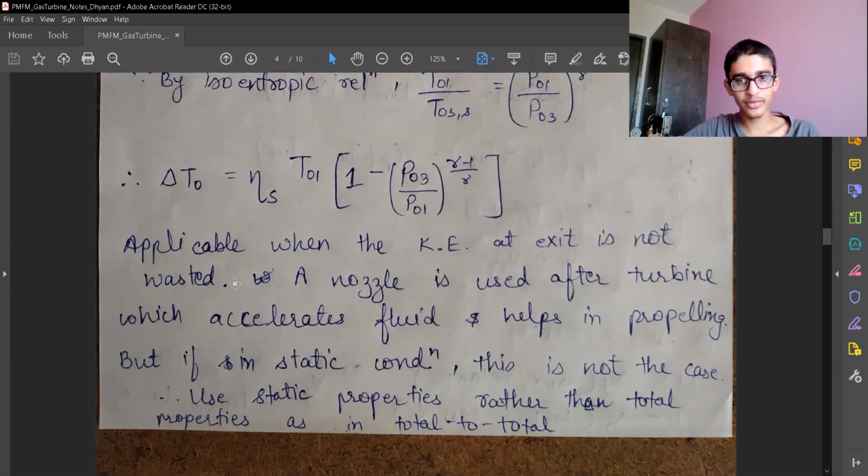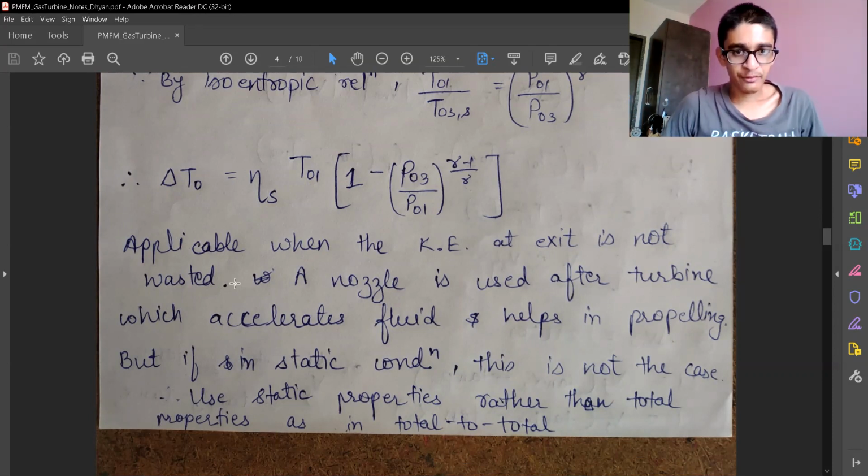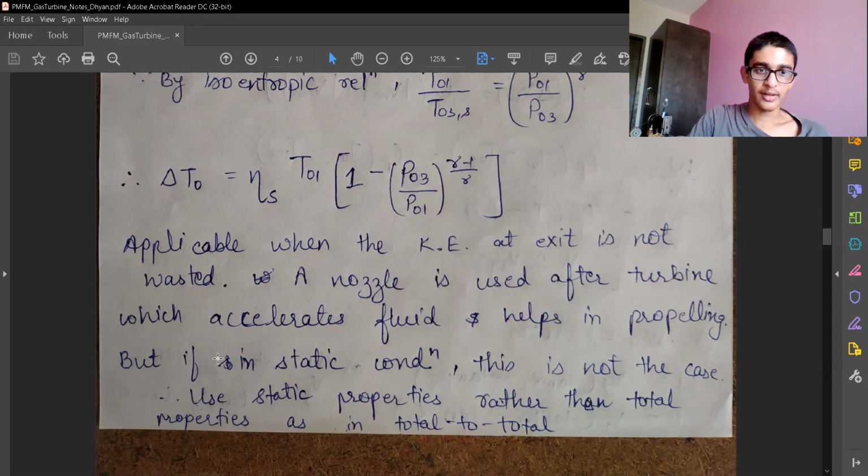But a nozzle is used after the turbine, which accelerates fluid and helps in propelling. So if there is an extra kinetic energy, we can use it to accelerate the fluid. If we have a converging cross section and the fluid is moving in that direction, the fluid is going to accelerate, and that accelerated fluid can help us in propelling. So if the gas turbine is used in a moving condition, that means we are using it in airplanes which are moving, we can accelerate the fluid and use the fluid acceleration to help in propelling. But if we are in a static condition, this is not the case. We cannot use that accelerated fluid to propel.